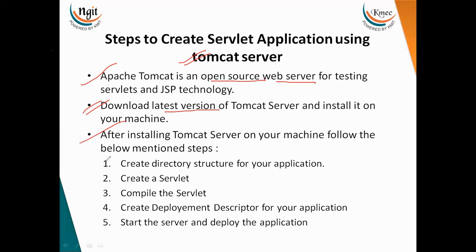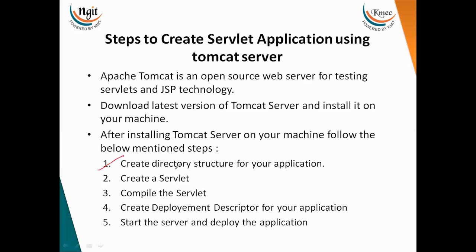Once you have installed this Tomcat server, you should follow these steps to create and run the servlet. Sir, why do we need to follow these steps only? Beta, this is a server. It can understand a particular web directory structure. If you place those components in that particular structure, then only the server can read and process your application. Sir, if I place them in a random manner, it doesn't understand and doesn't process the application. So whenever you want to create an application, first you should follow the web directory structure.